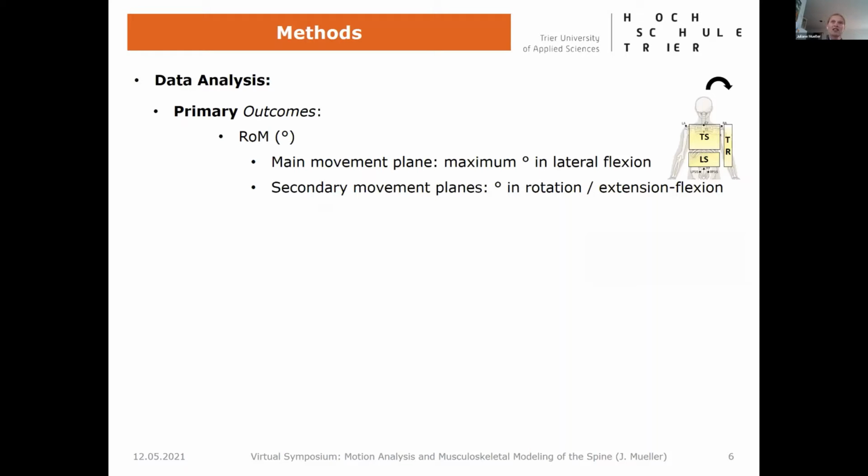Taking a look at our data analysis and main outcomes, the main outcome measure was the maximum angle in lateral flexion for the main movement plane. This was the lateral flexion, but we also analyzed the angle in the evasive motion in the secondary movement planes, so the rotation and extension-flexion movement. In addition, the individual angle reproduction was analyzed for trunk lateral flexion. We had a target angle of 20 degrees. Therefore, the mean value of the 2 preparation trials was calculated as a reference value, and then the mean difference between the 10 repetitions and this reference value was calculated and normalized.